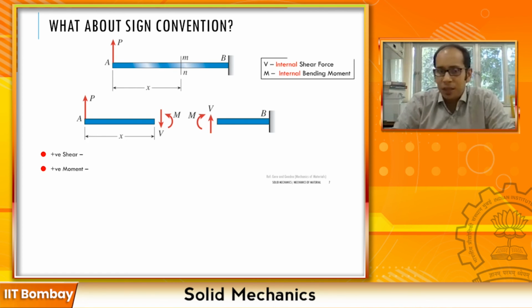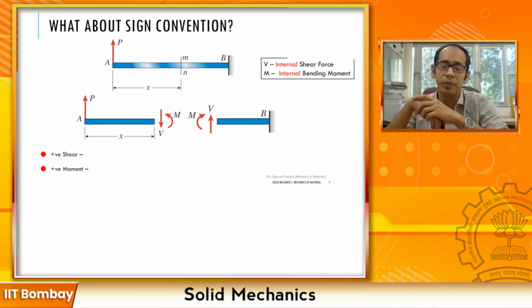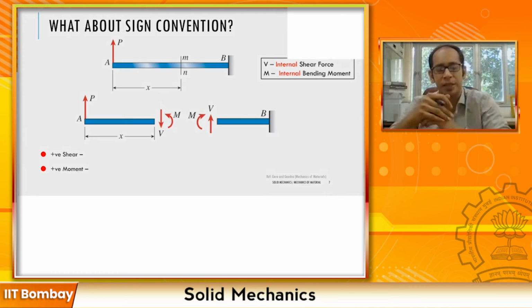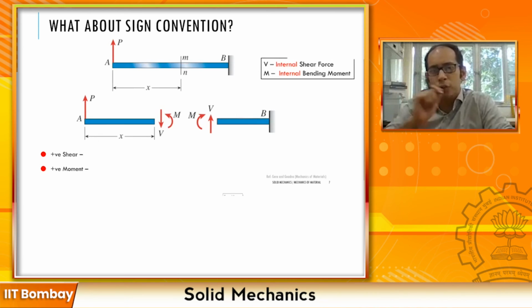Remember that in axial loading, now again I'm just talking about conventions. In axial loading, we have followed one convention that if the bar is under tension, that's positive. Probably you followed the same convention when you studied trusses in engineering mechanics. If the truss member is in tension, it's positive. If it's in compression, it's negative, right? For the shear force and the bending moment, there are also conventions.